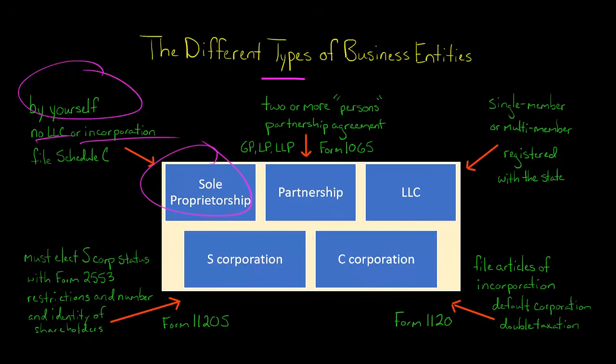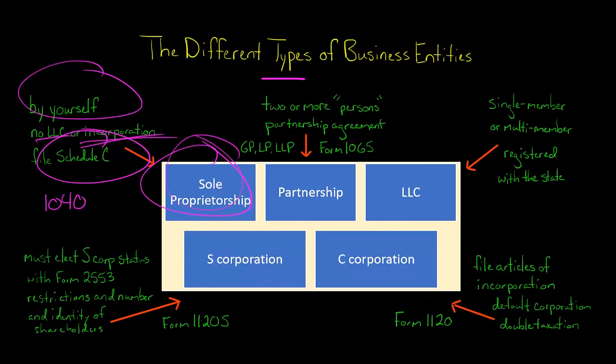Even if you haven't filed any paperwork or anything like that, if you start a business, you're selling products or providing services, and you don't have an LLC, you're not incorporated, you're by yourself, you're a sole proprietor. So if you're a sole proprietor, then what you're going to do is track the profit of your business. You're going to file it on this thing called Schedule C, which is going to be filed along with your 1040, so your personal income tax return.